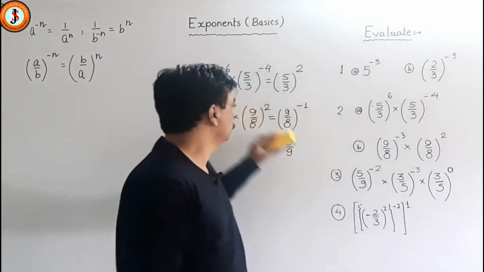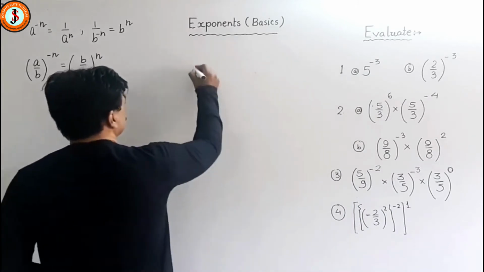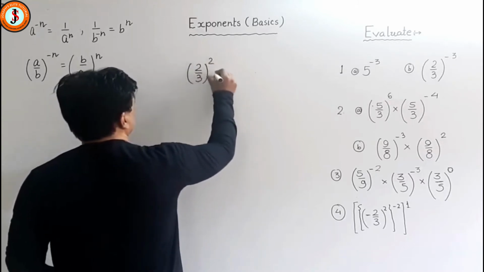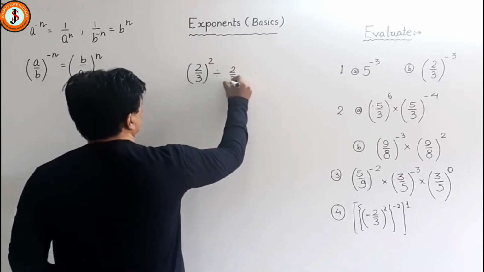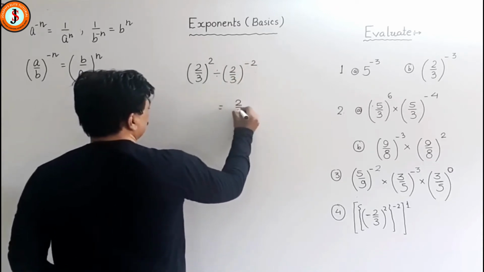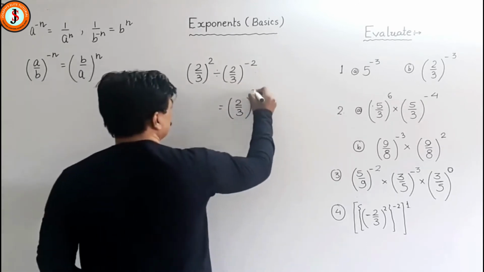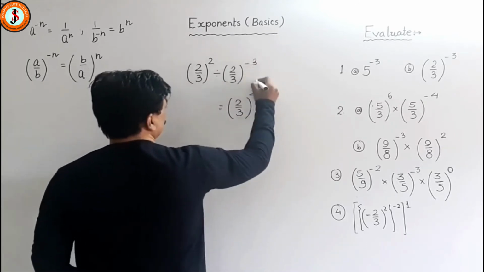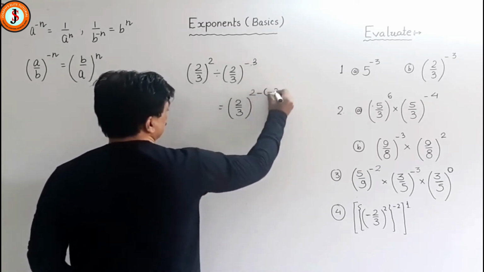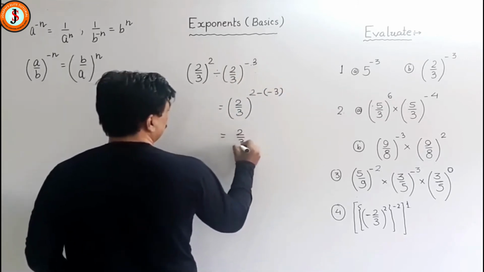This again. So if there is a division, suppose I had a division: (2/3) to the power 2 divided by (2/3) to the power minus 2. It's very simple. When the bases are the same, division means the power should be subtracted. No confusions. So you have to subtract the power, with the sign, when there is division.